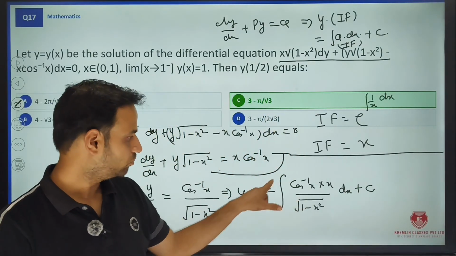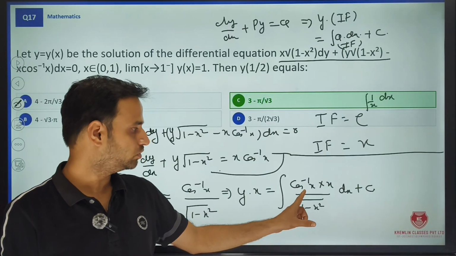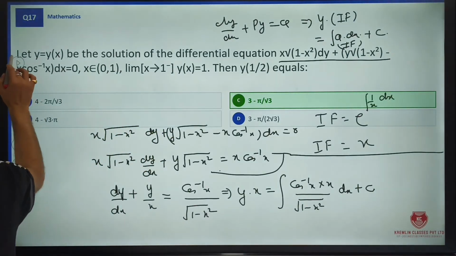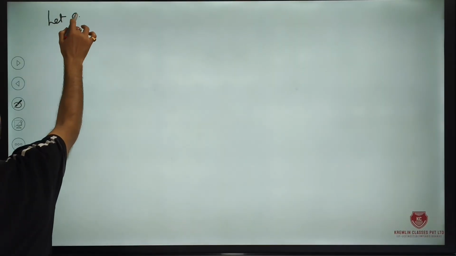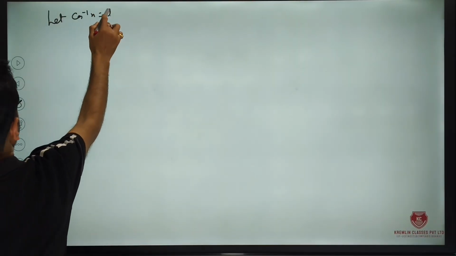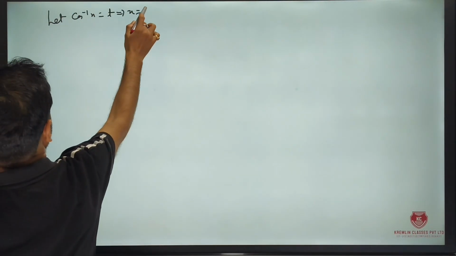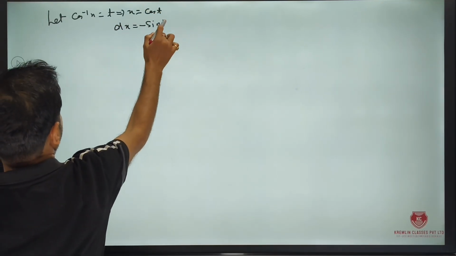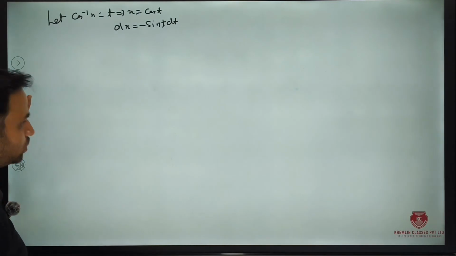Now we have to integrate it. For this we take cos inverse x equals t. Now we are moving to the next page. Let cos inverse x equal t, so x equals cos t, so dx equals minus sin t dt. Now put in the equation.